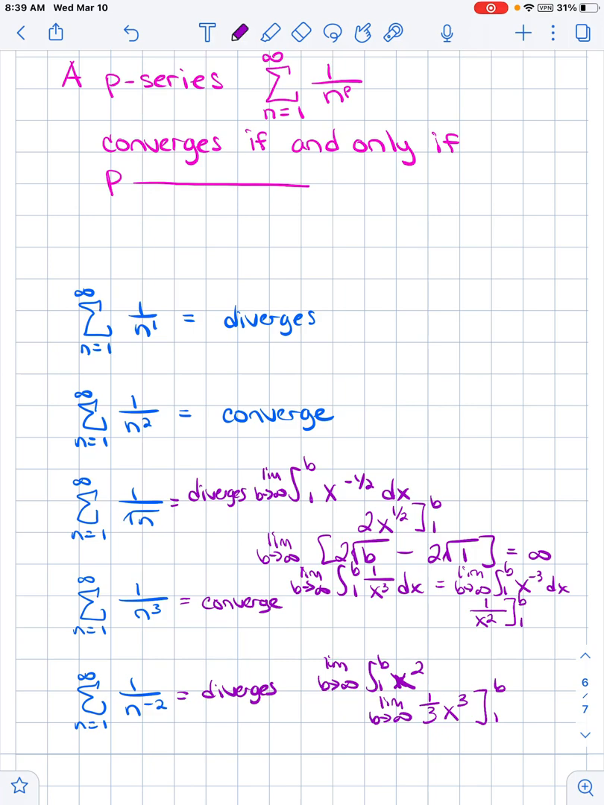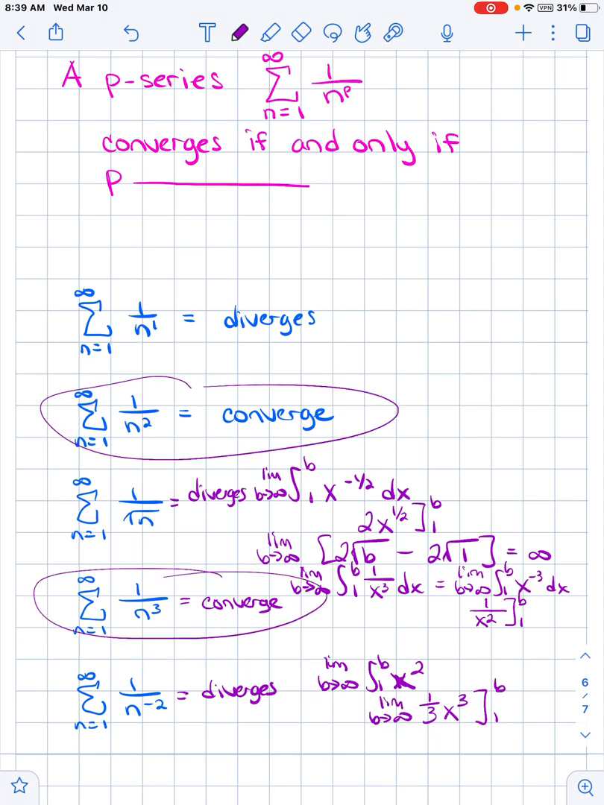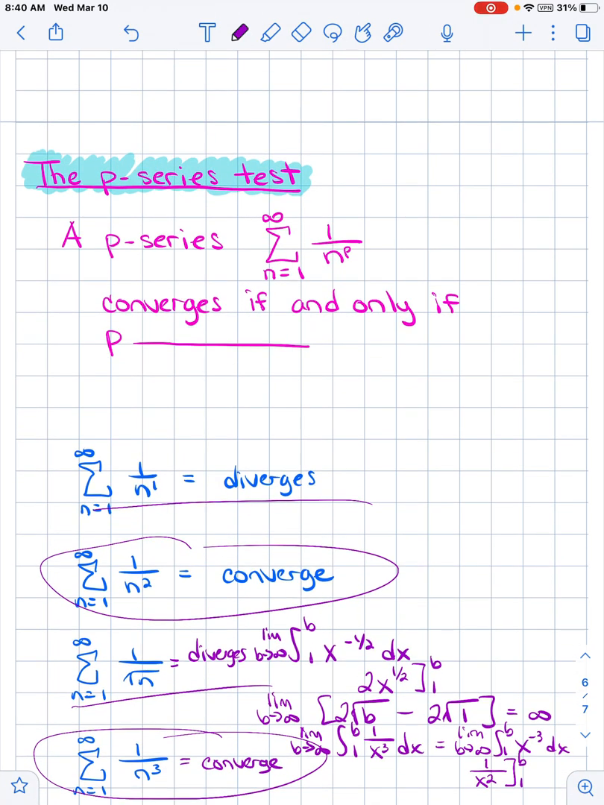So I hope based on this, you can see that there's only a certain number of values for p that will make a p-series converge. If p is equal to 1, it diverges. If p is greater than 1, it converges. Anything less than that, we diverge. Okay, so a p-series converges if and only if p is greater than 1.